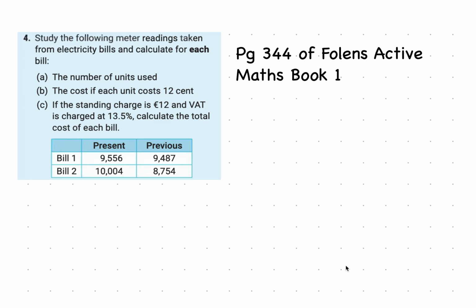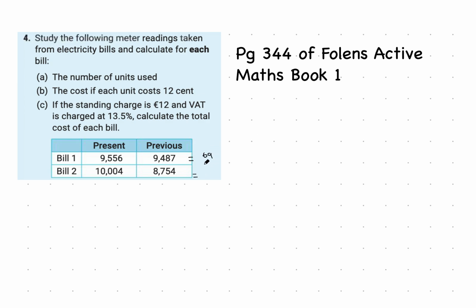Now if we think about electricity and how that works, we're thinking about what was the meter reading before and what is the meter reading now. So if we want to find how many units were used, we'll have to figure out the before and the after, the difference between the two. So if I get the difference between 9556 and 9487, I'll be left with 69 units.